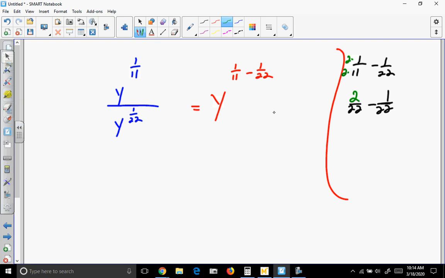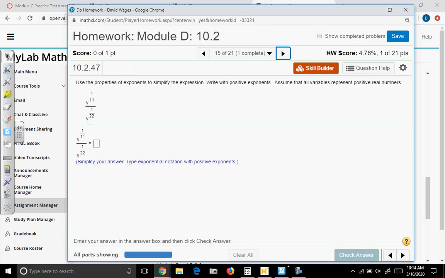So when we subtract the numerators, 2 22nds minus 1 22nd. Well, 2 minus 1 is 1 22nd. And I don't think they ask us to change that to a radical. They just say write it with positive exponents. So that's good.